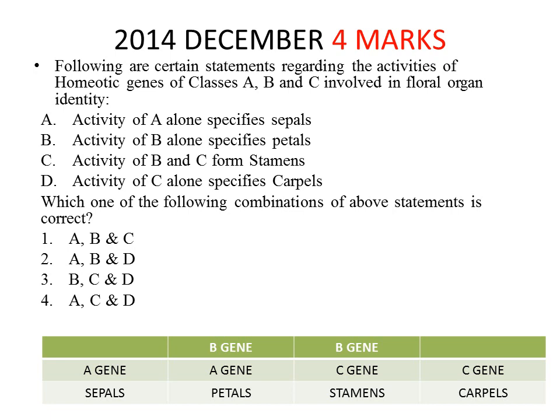If you see it column wise, then it is correct. Activity of B alone gives rise to petals, it is false. Activity of B and C gives rise to stamens, it is true. Activity of C alone gives rise to carpels. So it is very easy and you can easily score 4 marks. Now looking at the second statement, you will find that it is false. So the answer will be A, C and D.